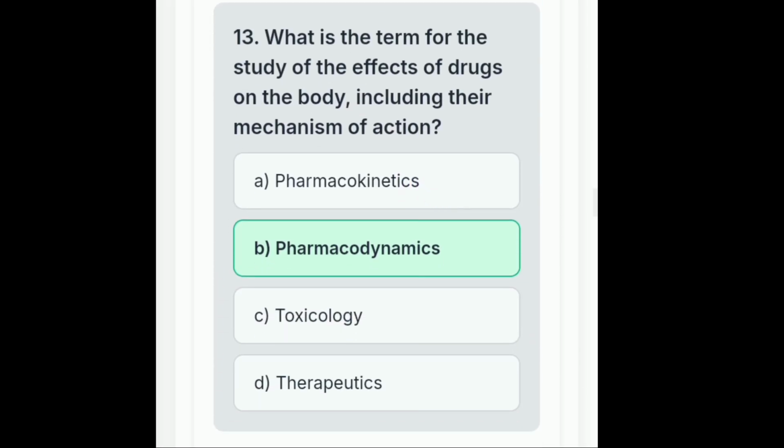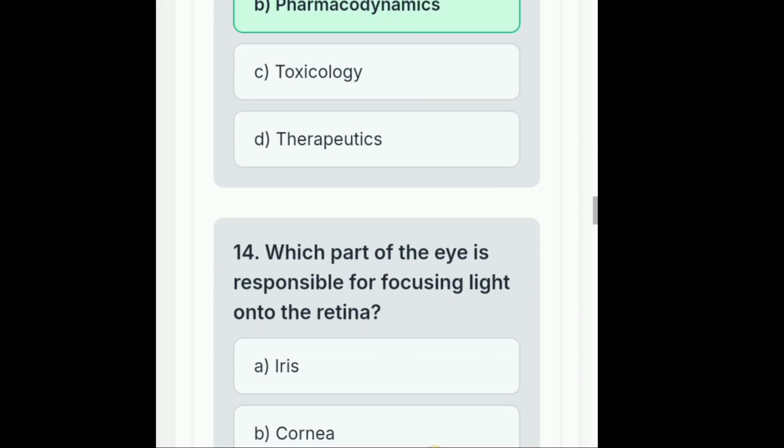What is the term for the study of the effects of drugs on the body, including their mechanism of action? Option A, pharmacokinetics. Option B, pharmacodynamics. Option C, toxicology. Option D, therapeutics. So B, pharmacodynamics is the correct answer.